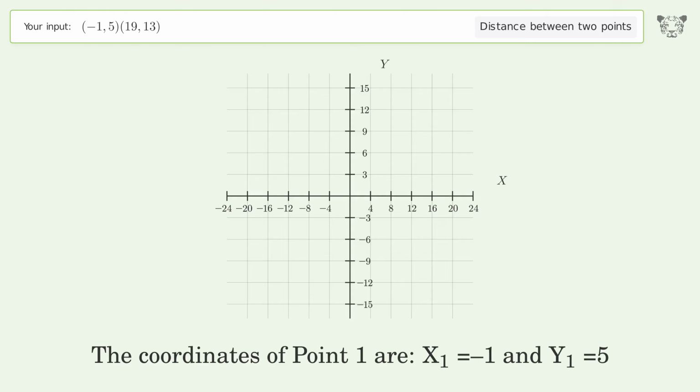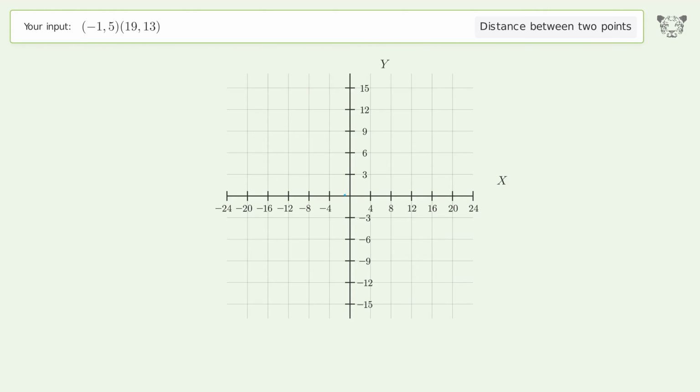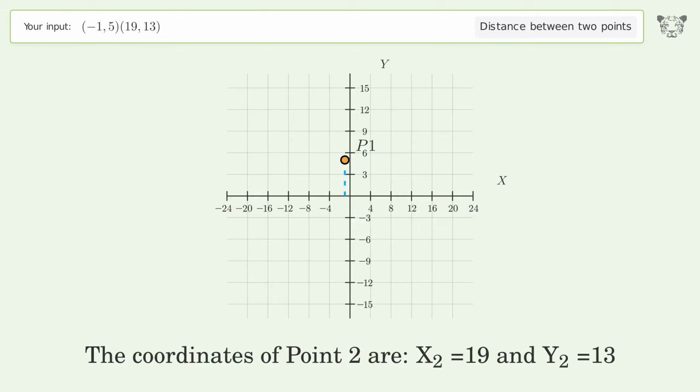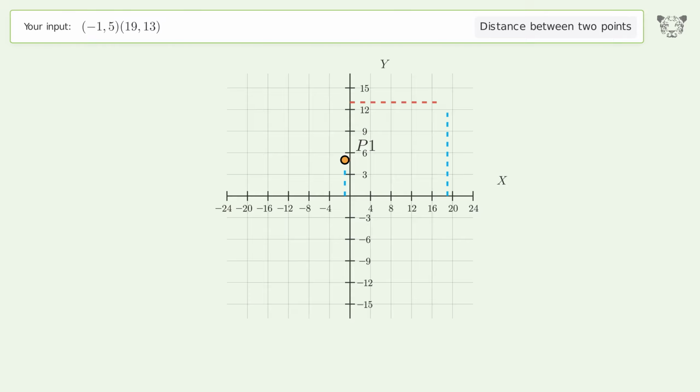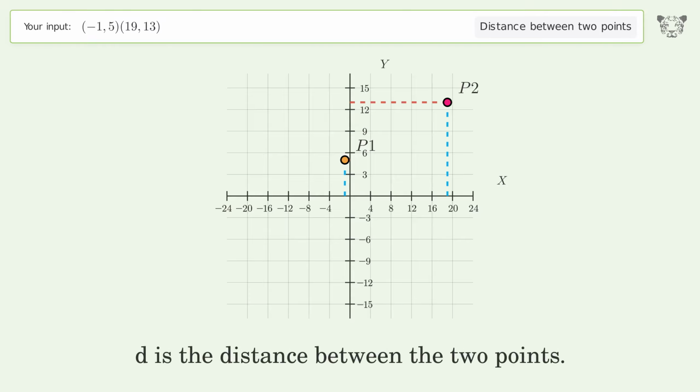The coordinates of point 1 are x1 equals -1 and y1 equals 5. The coordinates of point 2 are x2 equals 19 and y2 equals 13. D is the distance between the 2 points.